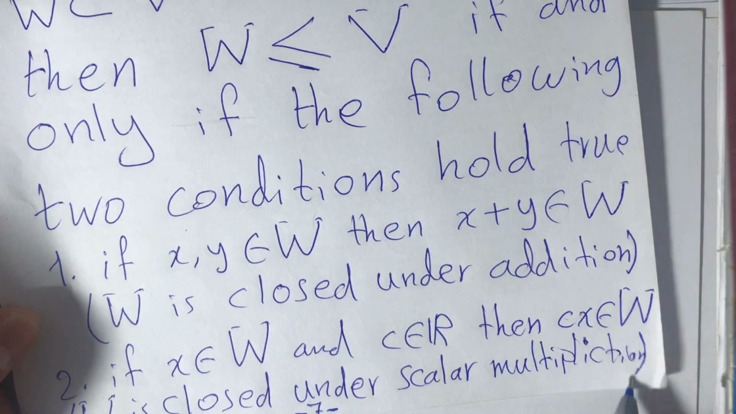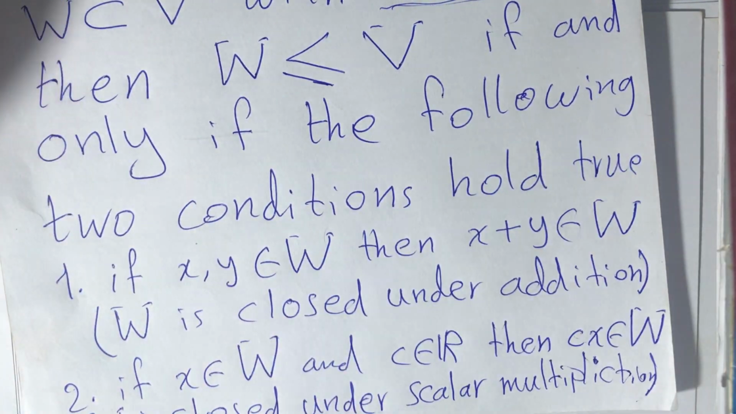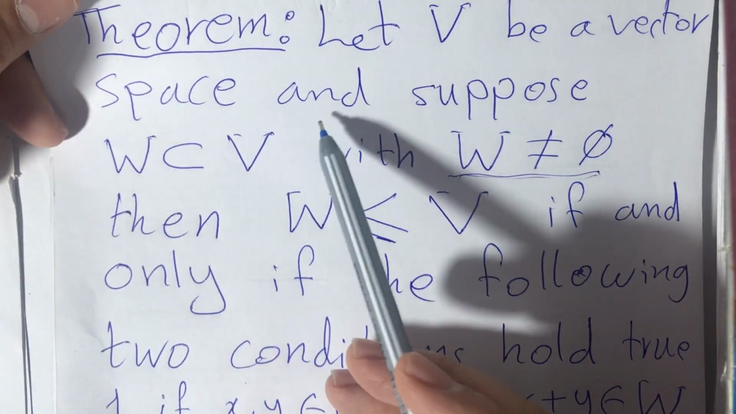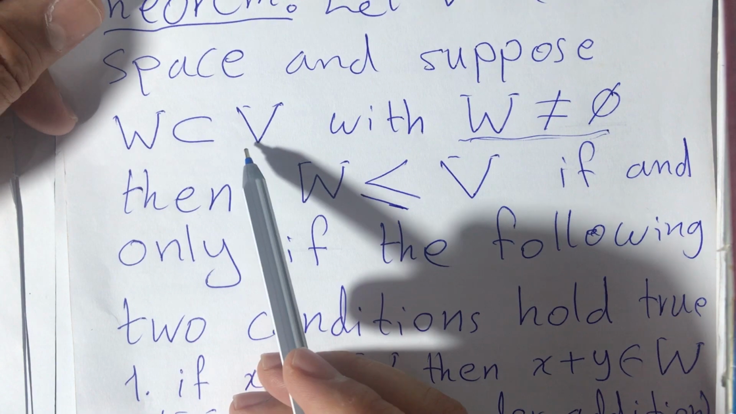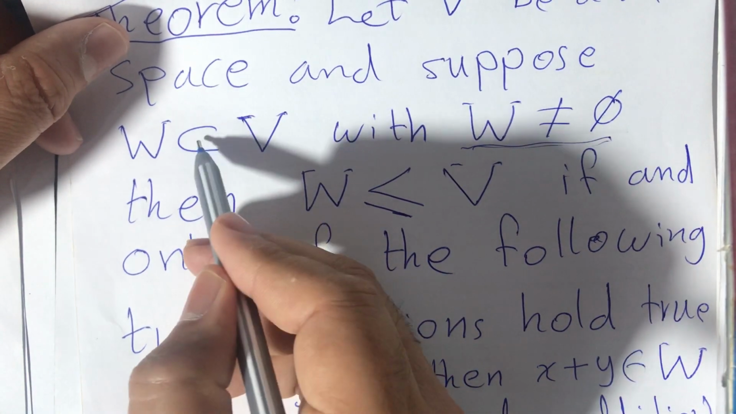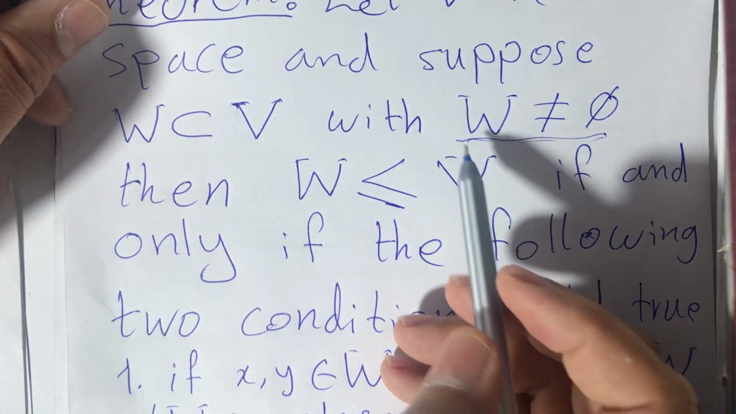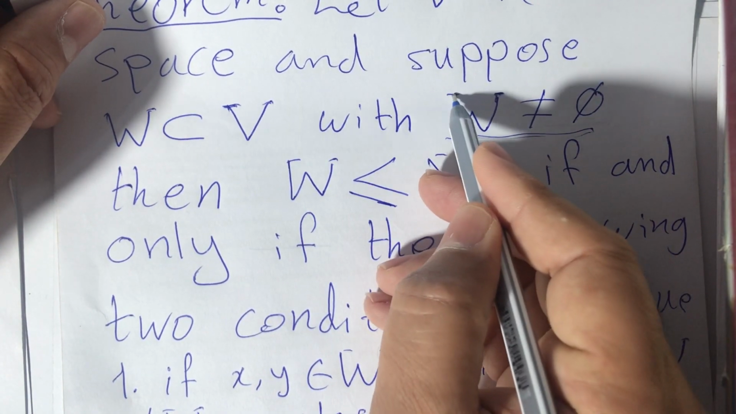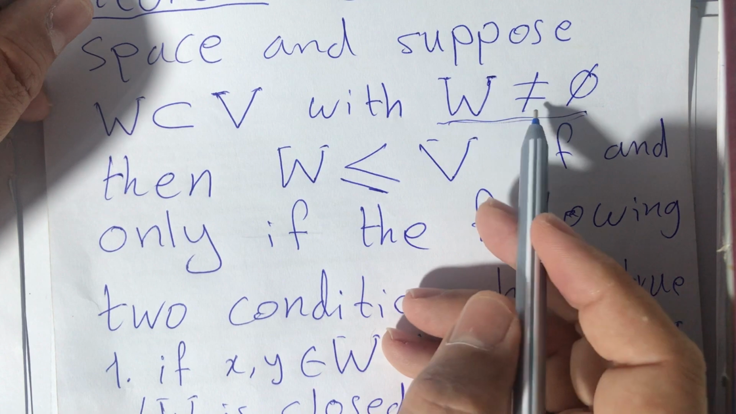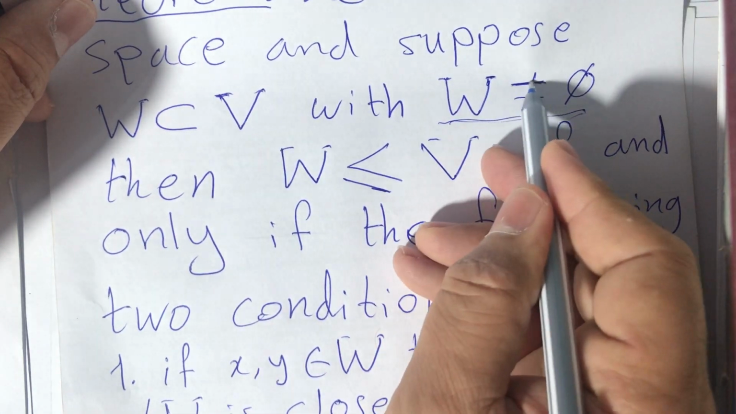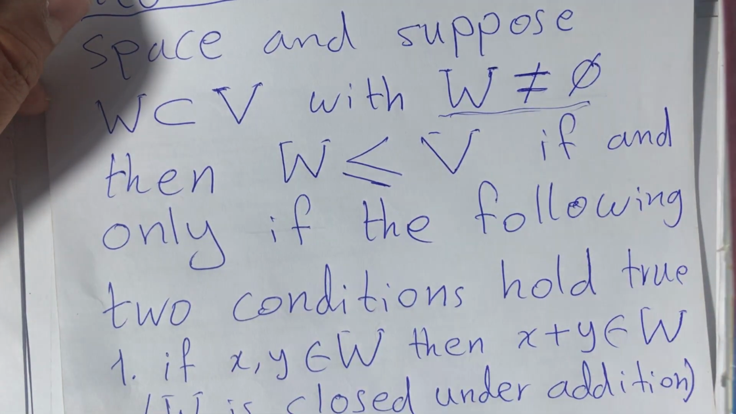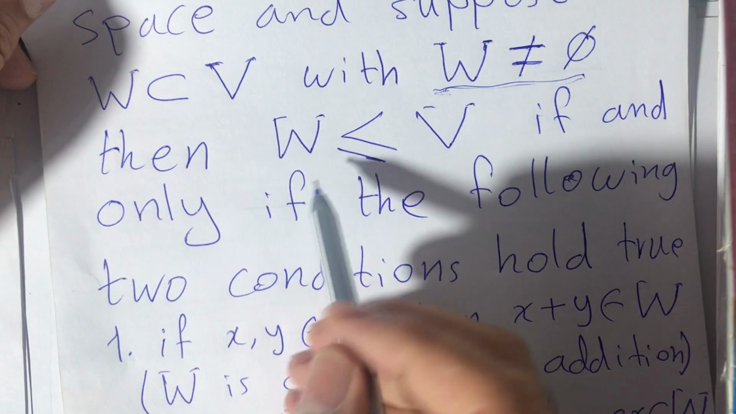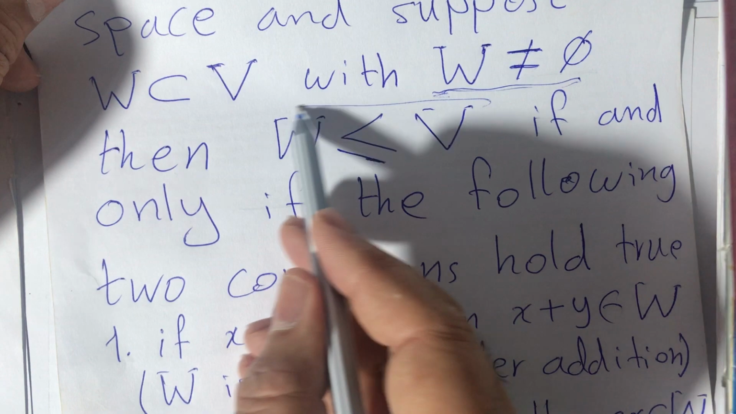Now this is the finished theorem. Look at this theorem. Let V be a vector space, and suppose that W is a subset of V. W now is any subset. This is the first condition. This is also an important condition: W is not an empty set. It has to have at least one vector. Then W is a subspace.